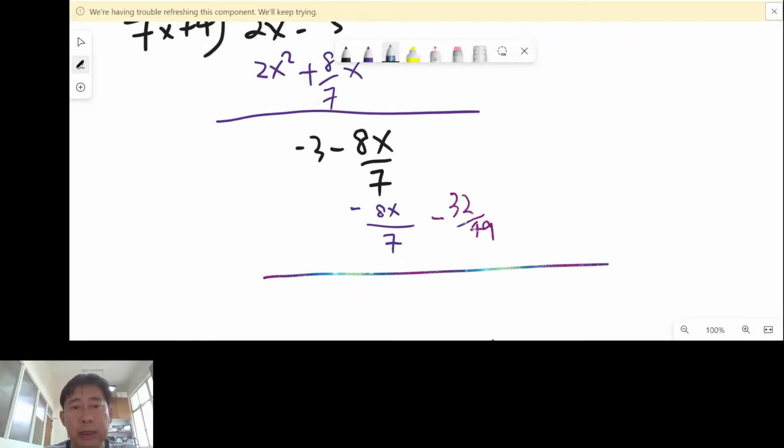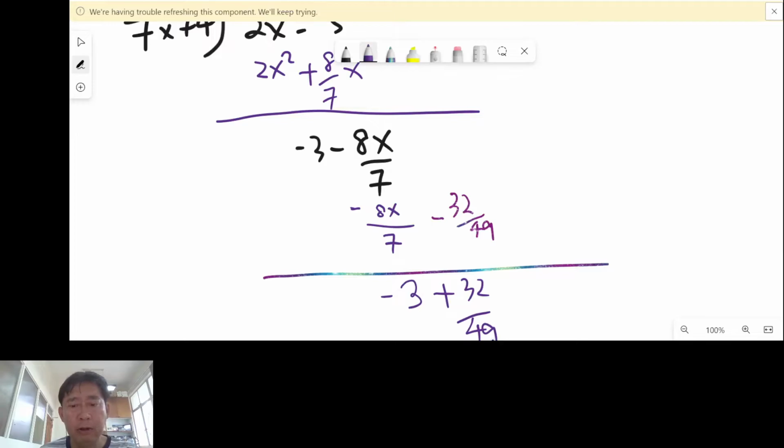Okay, so then what you see is that you have minus 3 minus 8x over 7, minus with minus 8x over 7 minus 32 over 49. So I get this line of equation minus this line of equation. The immediate thing I want to see is the cancellation of the factor of 8x over 7. Then what is left is minus 3 minus 32 over 49. So what is left is minus 3 plus 32 over 49.